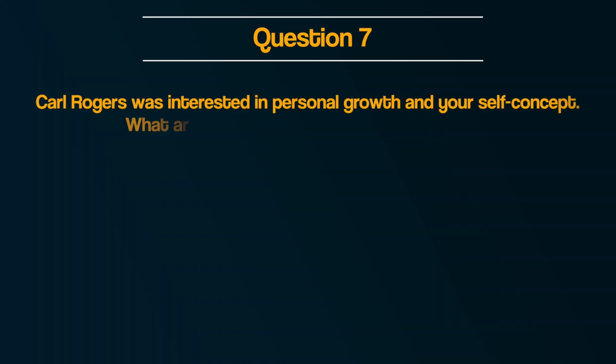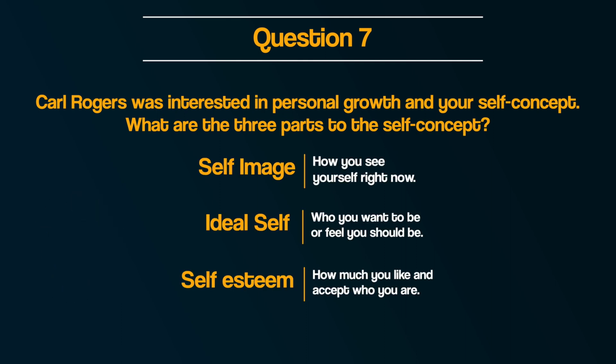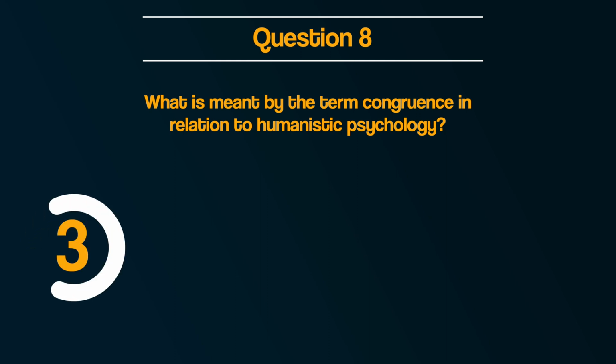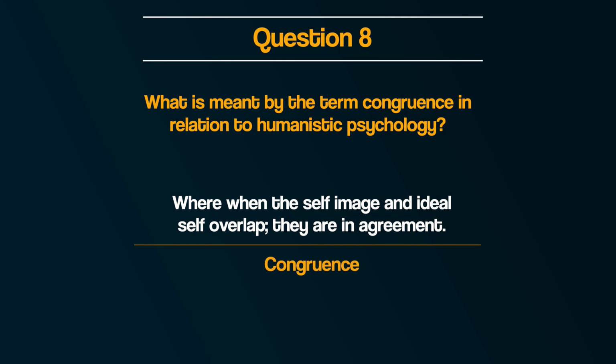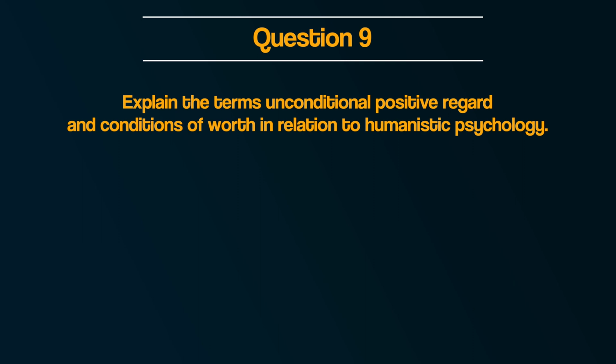Question 7. Carl Rogers was interested in personal growth and your self-concept. What are the three parts to the self-concept? Question 8. What is meant by the term congruence in relation to humanistic psychology? Question 9. Explain the terms unconditional positive regard and conditions of worth in relation to humanistic psychology.